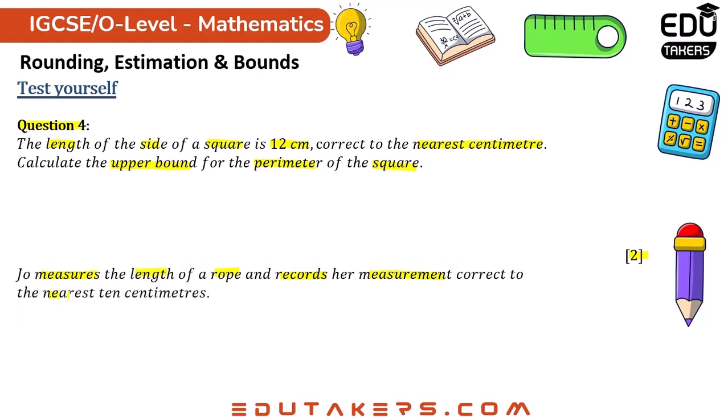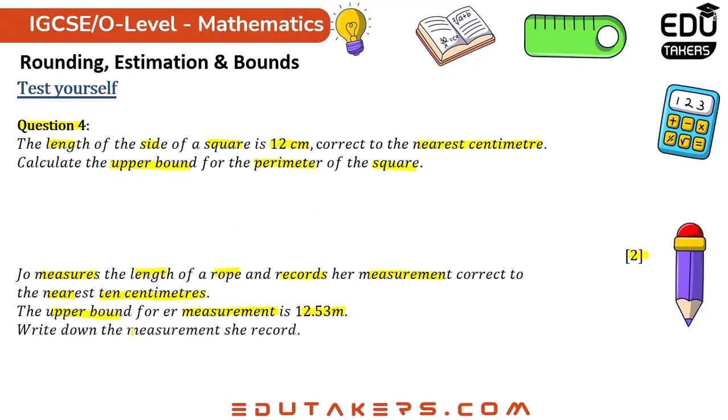Jo measures the length of a rope and records her measurement, correct to the nearest 10 centimeters. The upper bound for this measurement is 12.53 meter. Write down the measurement she recorded. It's a 1-mark question.